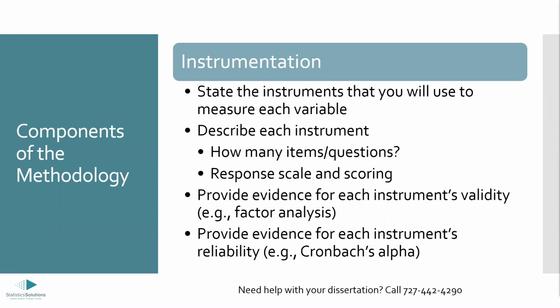For validity, you want to report on statistical tests for validity, such as factor analysis, and you would usually find this information in the original article that describes how the instrument was developed. And for reliability, you want to describe statistics such as reliability coefficients like Cronbach's alpha, or possibly test-retest correlations, whatever the previous authors have used to establish the reliability of the instrument. Again, this information is typically found in the original article that describes how the instrument was created and developed.